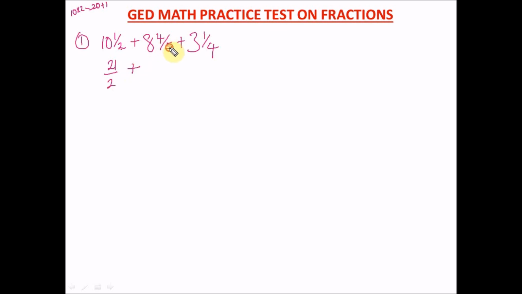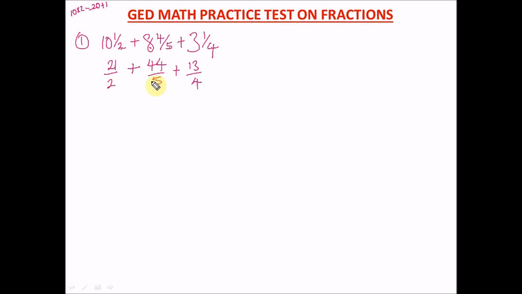Here we say 5, the same thing we did here. We say 5 times 8, which is 40. And 40 plus 4 is 44/5. Then plus. Here again we have 4 times 3, which is 12, and 12 plus 1 is 13/4. Okay, so now we have to add up these 3 fractions, and in adding up we have to look for the LCM.